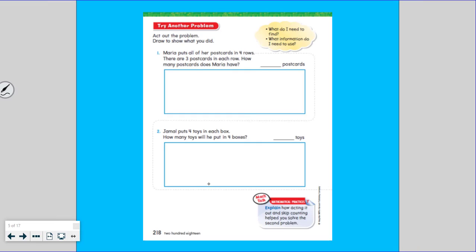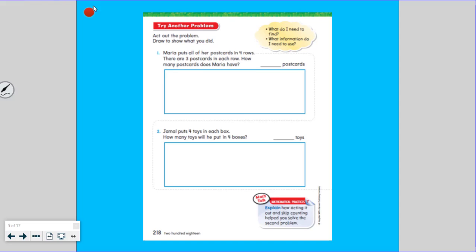So try another problem. Okay, so it says act out the problem, draw to show what you did. After each one of these problems, I'm going to read it to you, and I want you to act it out with your counters, and then you're going to draw me a picture. So here's the problem. Maria puts all of her postcards in 4 rows. There are 3 postcards in each row. How many postcards does Maria have now? So think about what you need to know and think about what information you have to help you. So go ahead and pause your video, and I want you to act this out with your counters, and then we'll look at it together.